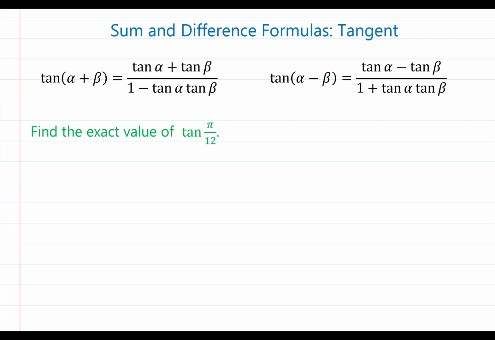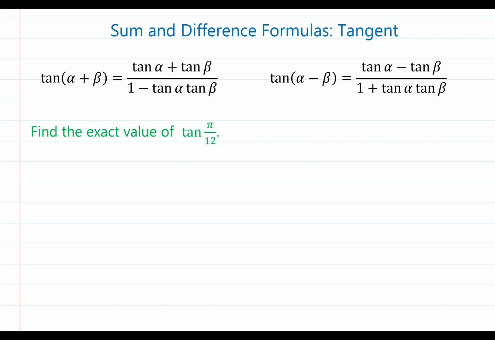Welcome back, mathematicians. In this video, we are going to learn how to apply the sum and difference formulas for tangent. So the sum and difference formulas are used to help us find the exact value of a trigonometric function for an angle that is not necessarily in our wheelhouse, that wouldn't be on, say, the unit circle. So we're talking angles that are not multiples of pi over 4 or pi over 6.